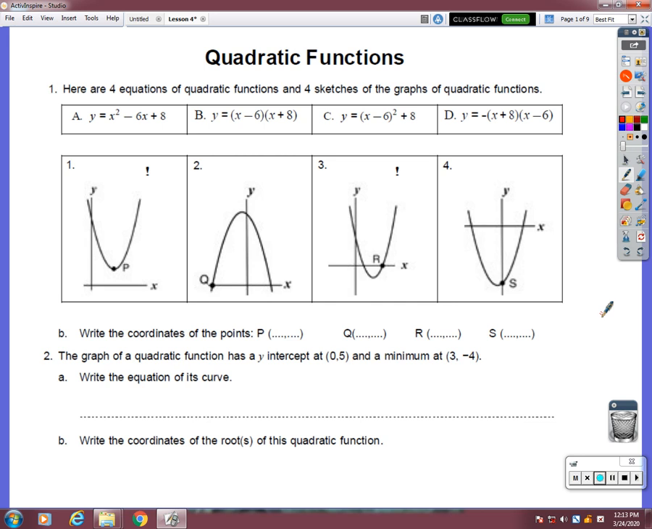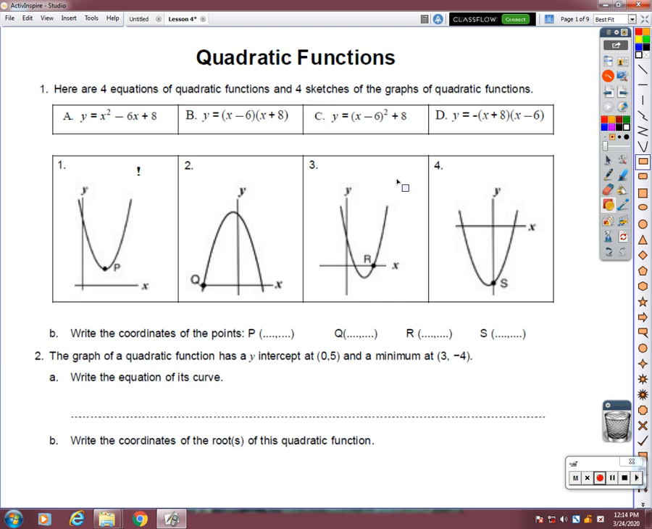So what we have here is 4 quadratic functions. Y equals x squared minus 6x plus 8. Y equals x minus 6 times x plus 8. Y equals x minus 6 squared plus 8. And y equals negative x plus 8 times x minus 6. And then we have 4 graphs, and these graphs don't match necessarily vertically like that.